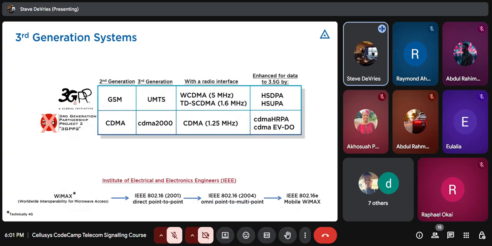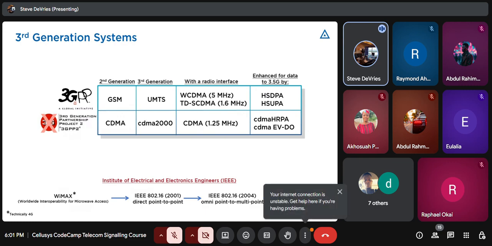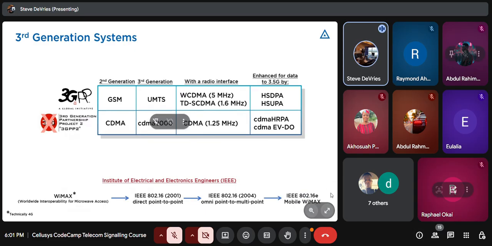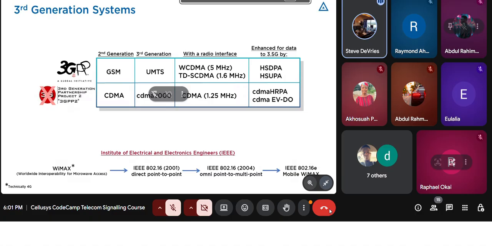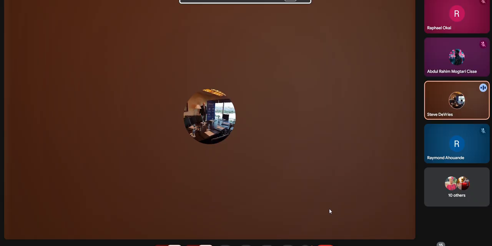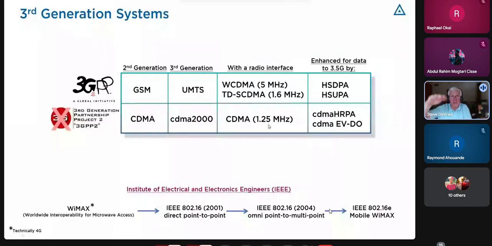Now some networks were CDMA in the second generation. They became what's known as CDMA2000 for 3G. They kept that narrowband code division multiple access, which was 1.25 megahertz. That was the narrower code division, whereas GSM went to wideband CDMA, this one right here. And again, these are just some other enhancements to it.